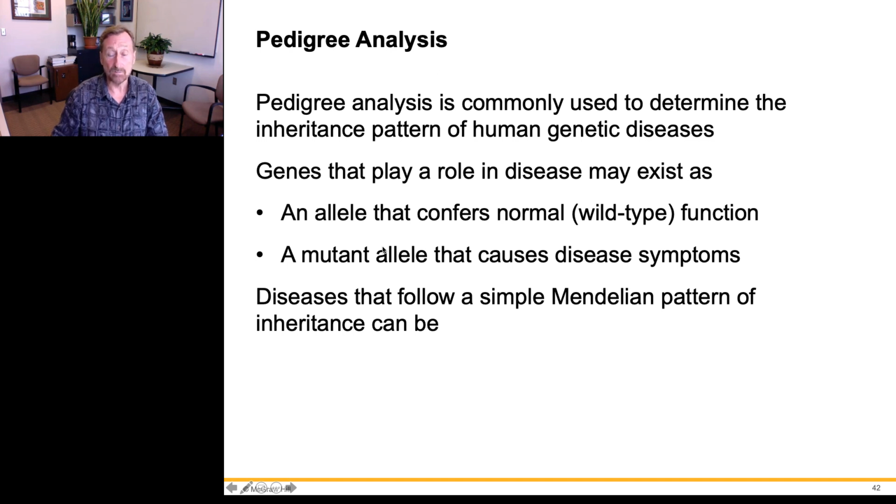Diseases that follow a simple Mendelian pattern can be dominant. They can be recessive. And when we get to Chapter 4, we'll talk about different patterns that you might already be familiar with, like X-linked and that sort of thing. And so pedigrees can also be analyzed to deduce that kind of pattern as well.